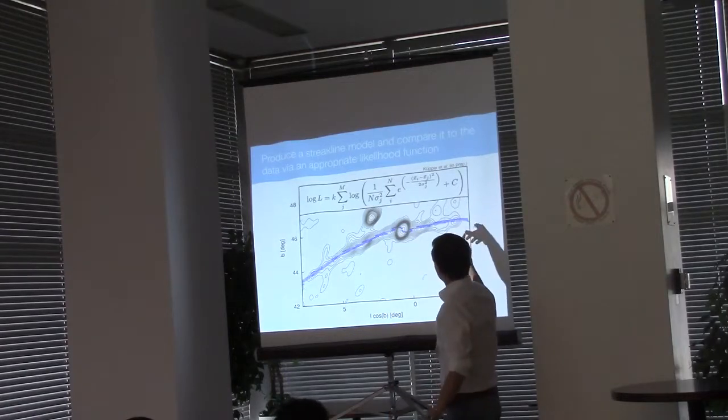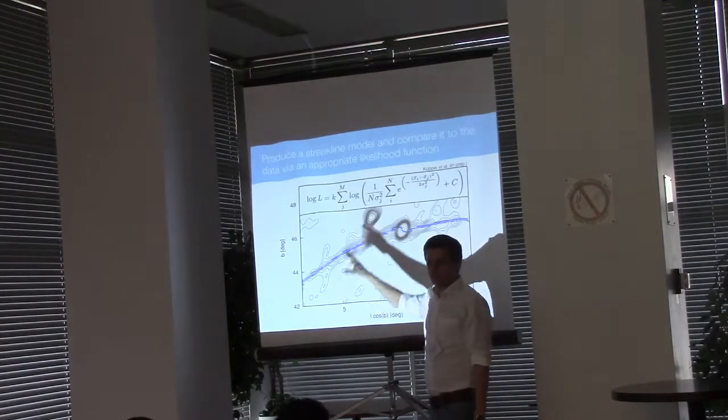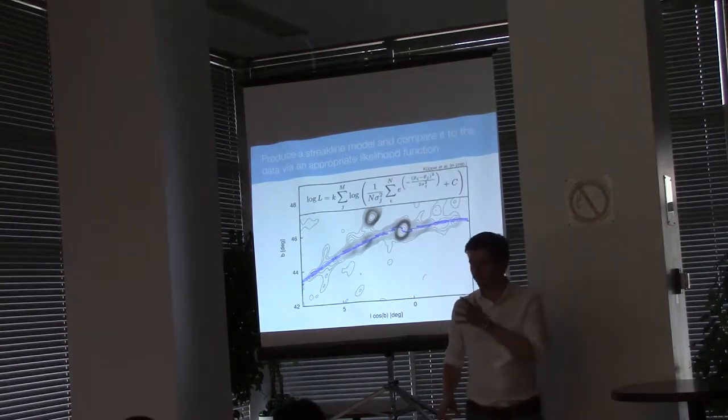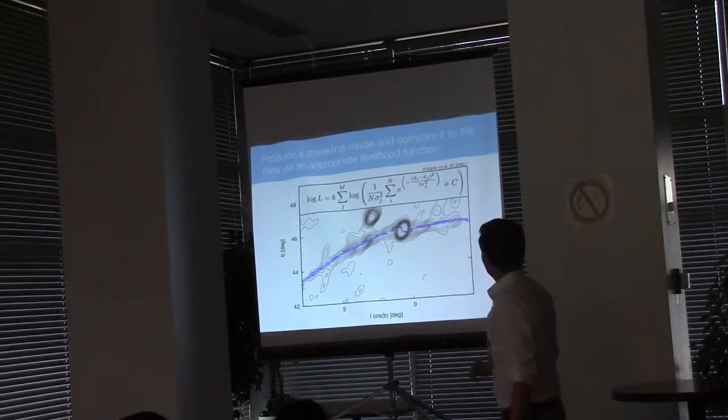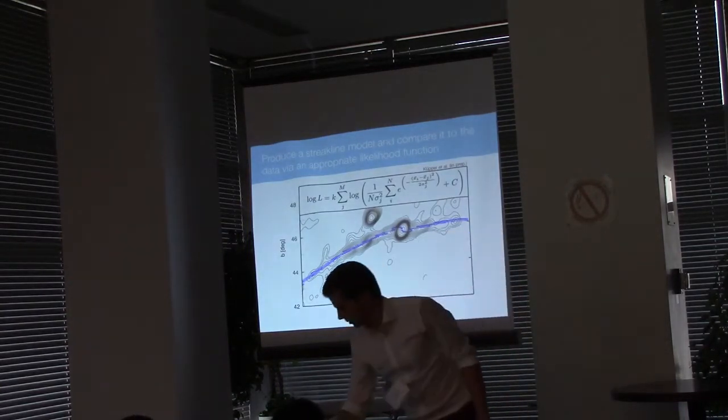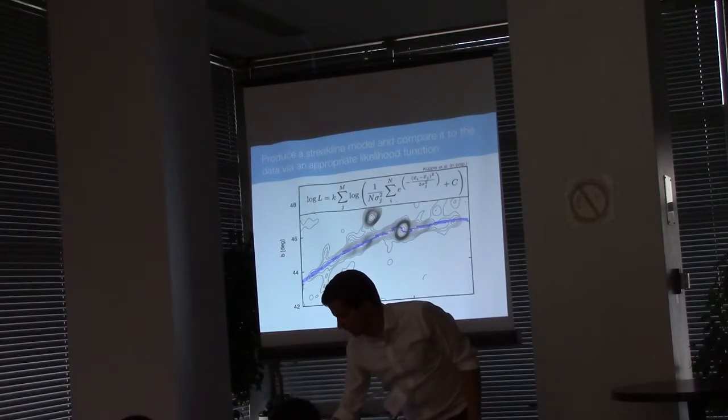So then you have a streamline model here. You have a streakline, and you have to compare it somewhat to the data. You need some likelihood function, and spend some time to figure out how to compare it best. Okay, I'll talk about this in detail if you'd like.